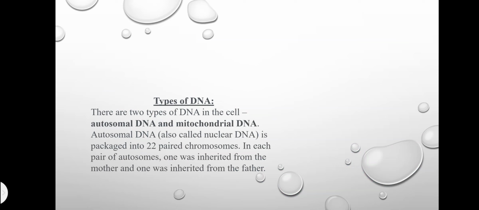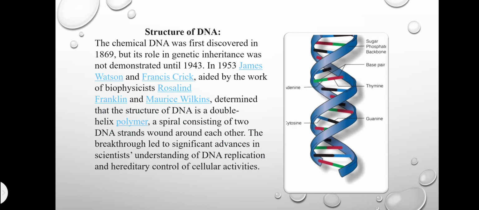Now it's the types of DNA. Basically, there are two types of DNA in the cell, which include autosomal DNA and mitochondrial DNA. Autosomal DNA, also called nuclear DNA, is packaged into 22 paired chromosomes. In each pair of autosomes, one is inherited from the mother and one is inherited from the father.